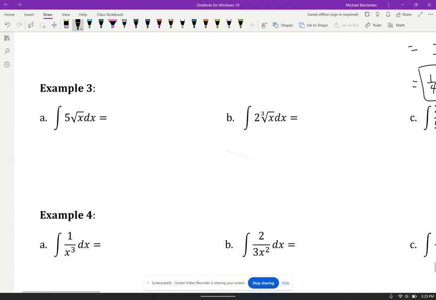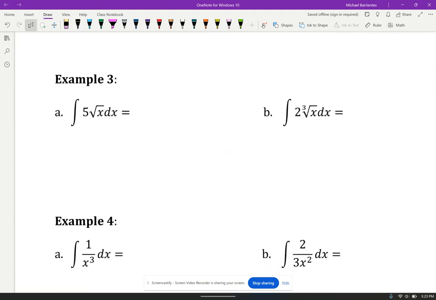And so when I look at letter A, for example 3 here, it might be helpful if we rewrite this. First of all, the 5 I'm going to pull to the front. I rewrite the square root of x as x to the 1/2 power. Now remember, just because I write a 1/2 power doesn't mean this is the derivative. This is just another way to write square root of x. So this is still not the antiderivative. I need to perform the reverse power rule in order to find the antiderivative.